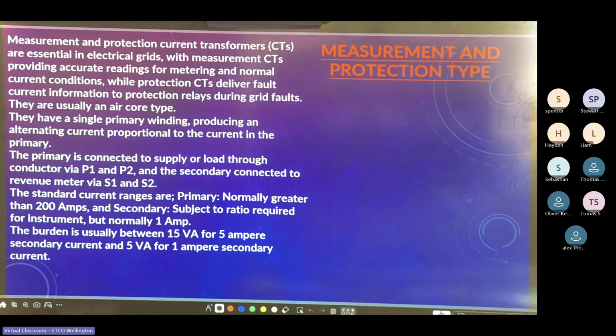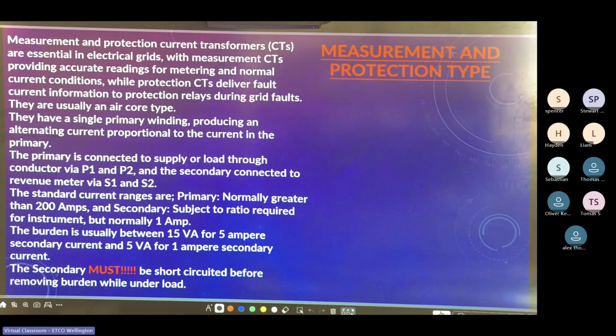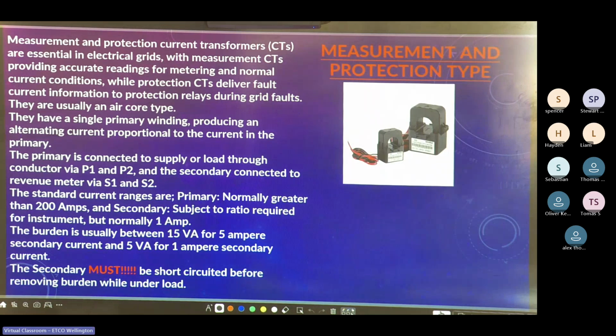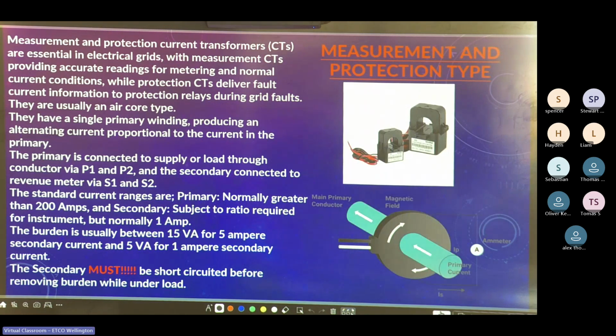The burden, again, is usually between 15 VA for 5 amps secondary current and 5 VA for 1 ampere secondary current. Again, the secondary must be short-circuited before removing burden while under load for safety. Cool. So that's an example there of a common measurement protection CT. And there, that's a more diagram view. So you've got the main primary conductor going through the coil, inducing the magnetic field, which then creates a current in those secondary windings.